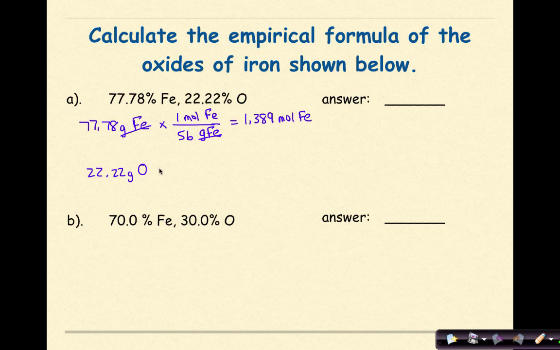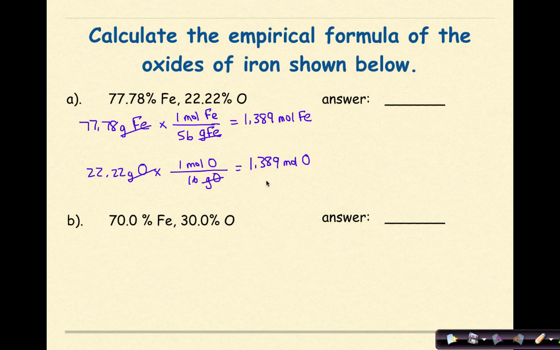Let's go on to oxygen. All right, multiplication sign in a line. Grams of oxygen on the bottom. 1 mole of oxygen on the top. 16 grams per 1 atom. Grams cancel grams. 22.22 times 1 divided by 16. I'm going to get 1.389 moles of oxygen.